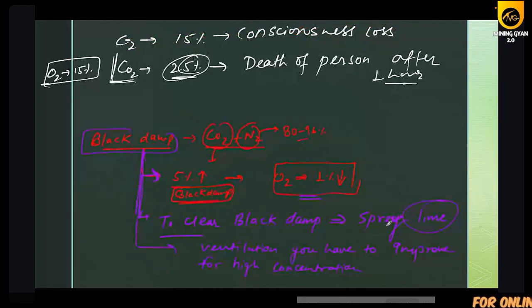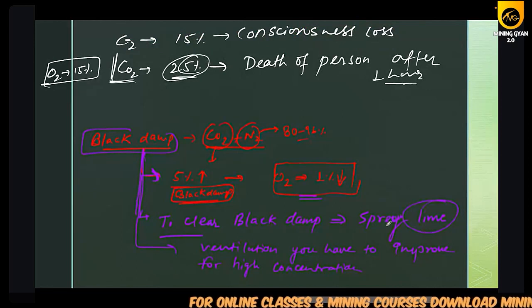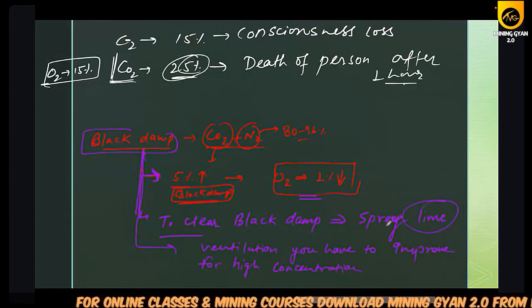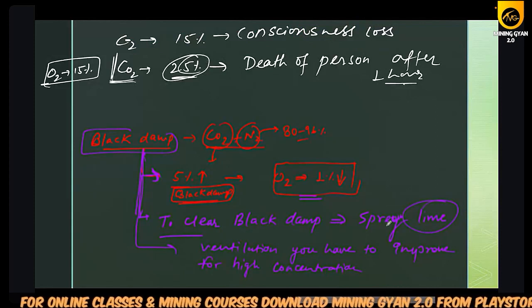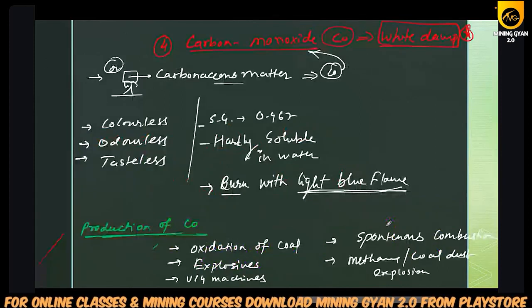Then we have seen the black damp. Black damp is made up of CO2, and to clear the black damp, you have to spray lime and improve your ventilation. Then we have seen carbon monoxide. We call carbon monoxide the white damp. I told you to remember that fact.